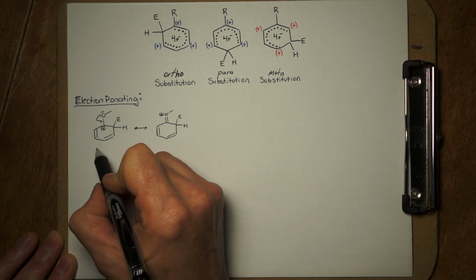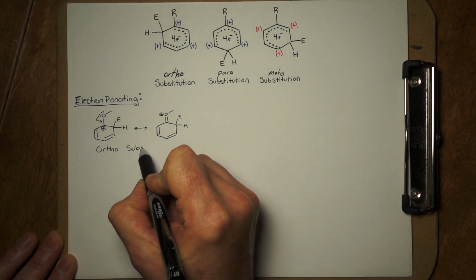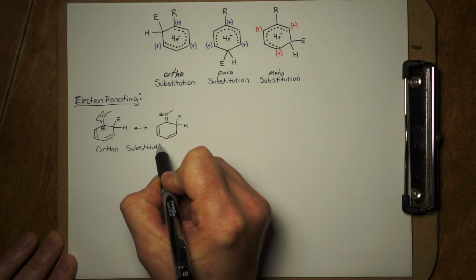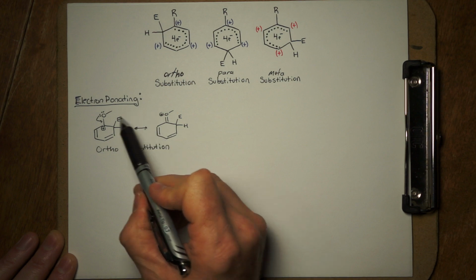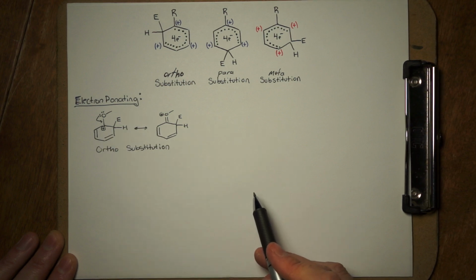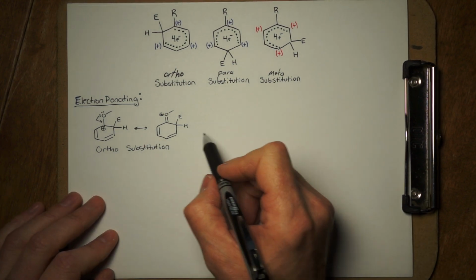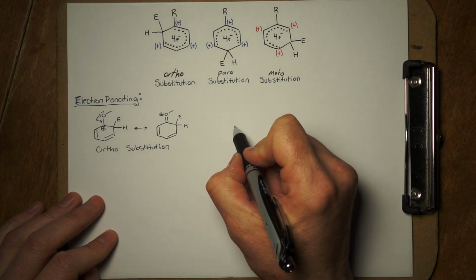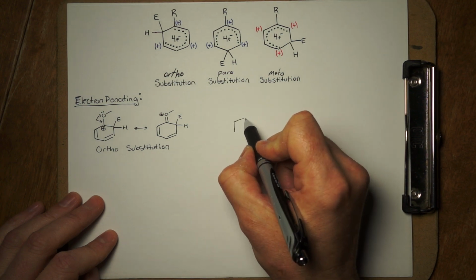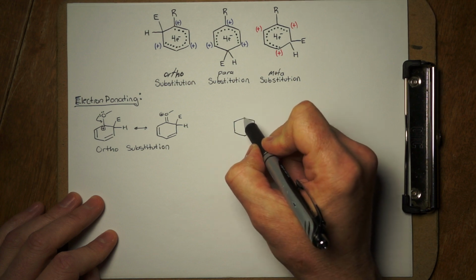All right, so this is ortho substitution. And electron withdrawing groups will stabilize the Arenium intermediate that was generated from ortho addition, right? Let's look at para substitution. And for this molecule, we're going to use a different electron donating group.